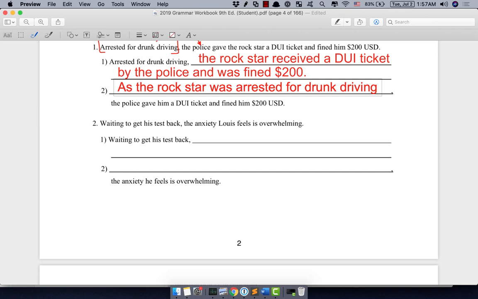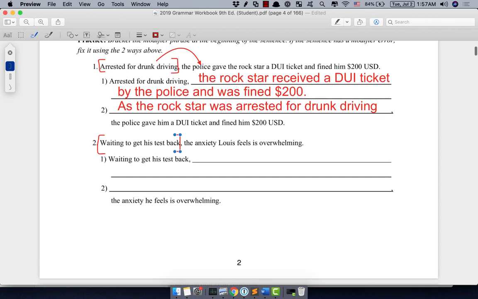All right, time is up. So, what do you have here? Waiting to get his test back. This is a modifier. Since that doesn't have a subject, it doesn't tell you who is waiting to get his test back. So that describes the first thing after the comma, the anxiety. And that's wrong, because the anxiety doesn't wait to get his test back. Who does? It's Lewis, so this should be waiting to get his test back.